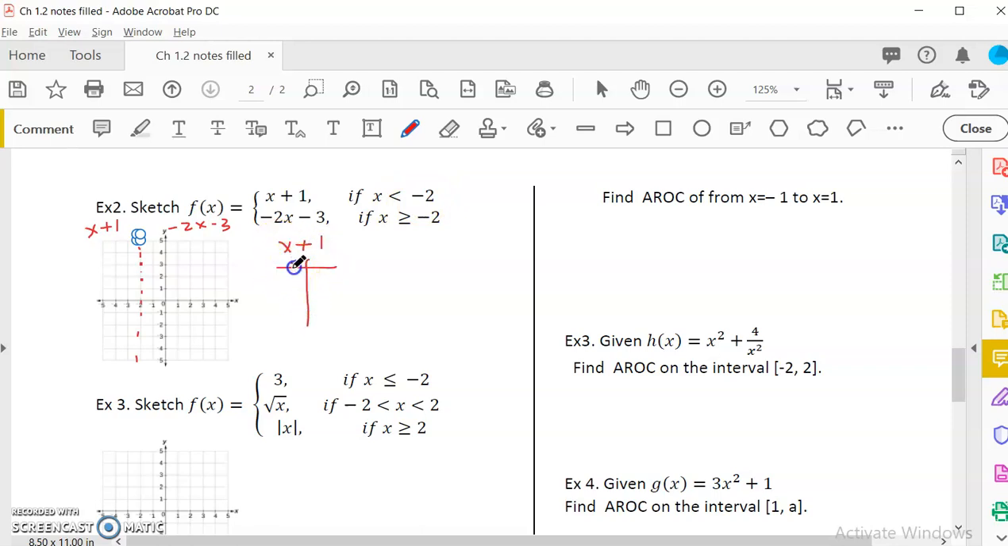So when x is negative 2, although I should not use it, I want to know the open circle, what is it, right? So y would be negative 2 plus 1, equal to negative 1. So I would have a point at negative 2 and negative 1 here. So I have an open circle for this.